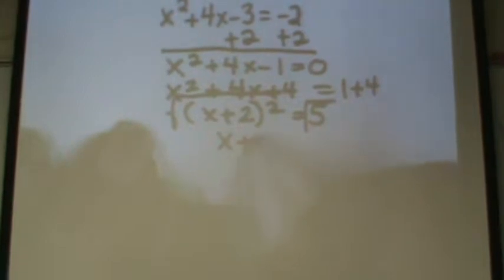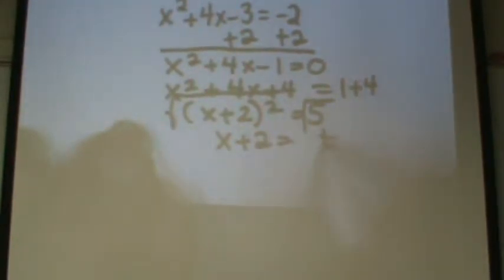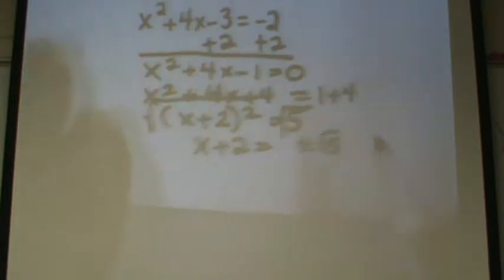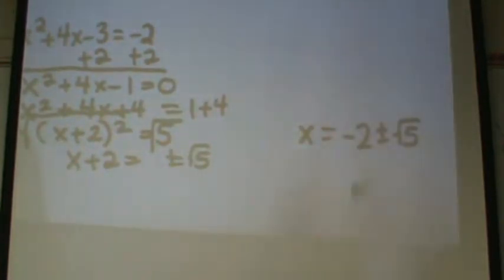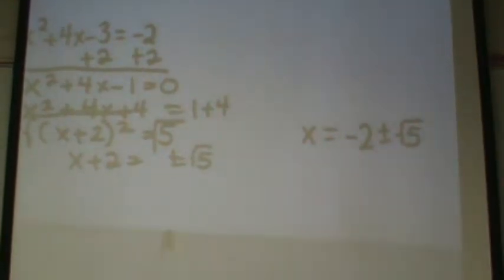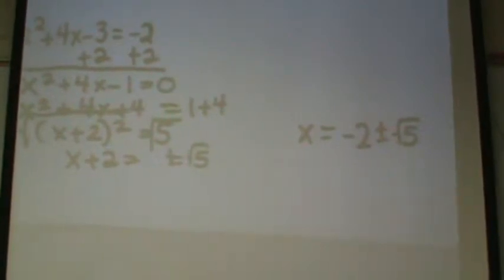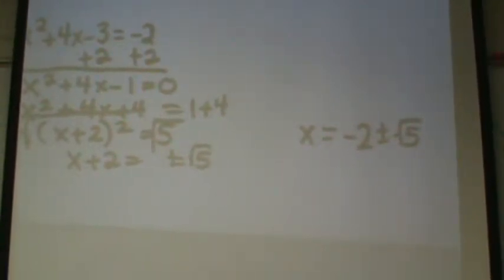And you get x plus 2 equals plus or minus the square root of 5. And then slide 2 over, and your answers are negative 2 plus or minus root 5. Already simplified for you. So there's 4 answers. Next.